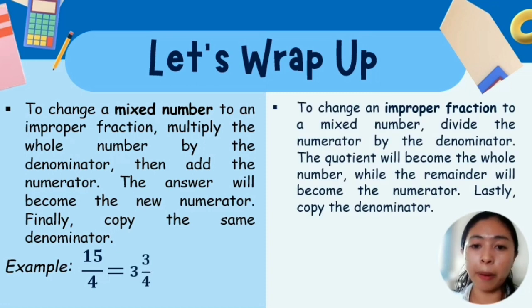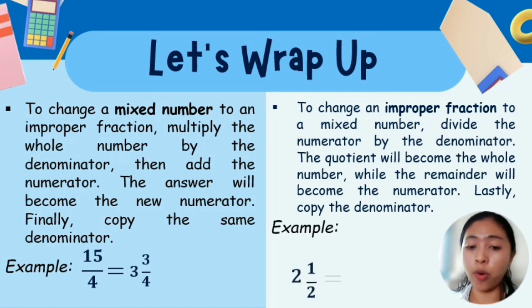Now, to change an improper fraction to a mixed number, divide the numerator by the denominator. The quotient will become the whole number while the remainder will become the numerator. Lastly, copy the denominator. For example, 5/2 is equal to 2 and 1/2.